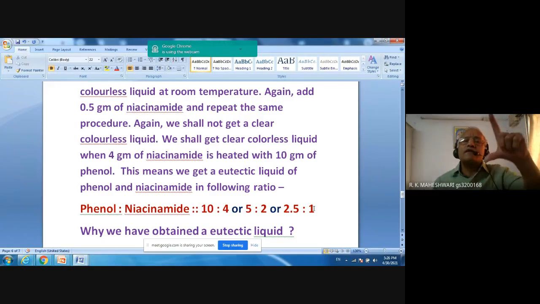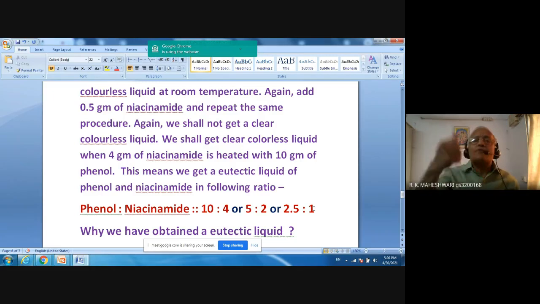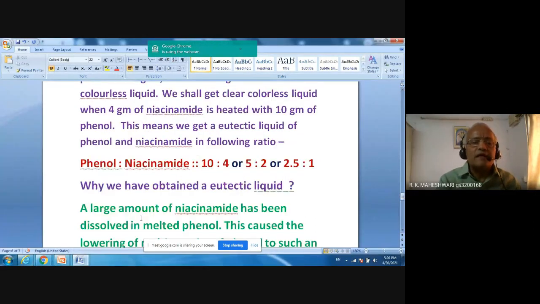Whether you heat it in a test tube, then also you will get the eutectic, or if you try with the help of a pestle and mortar, then also you will get it. Now, why have we obtained a eutectic liquid? This is the question.